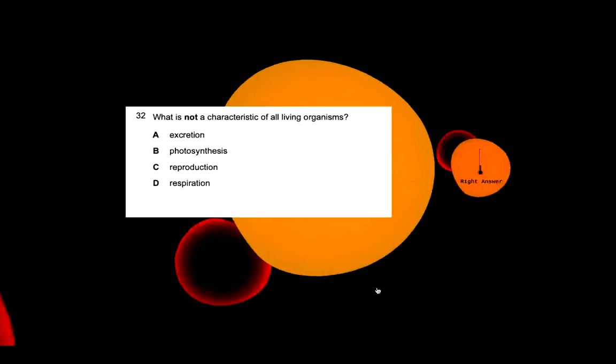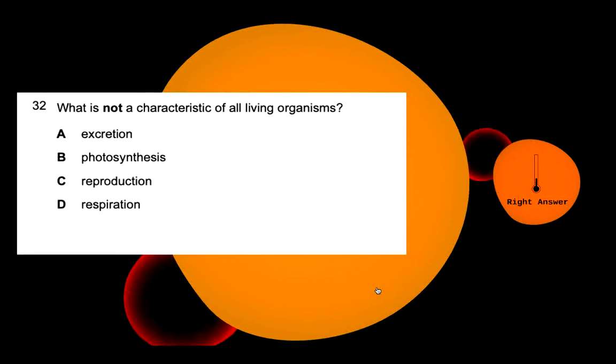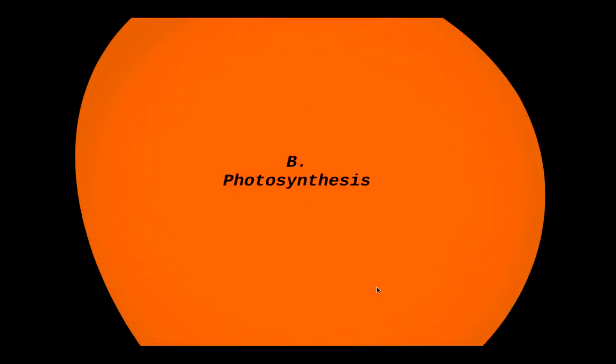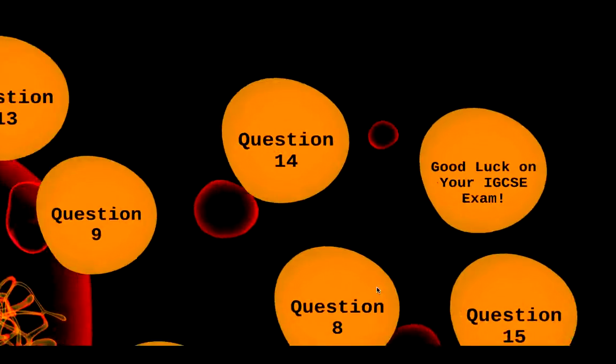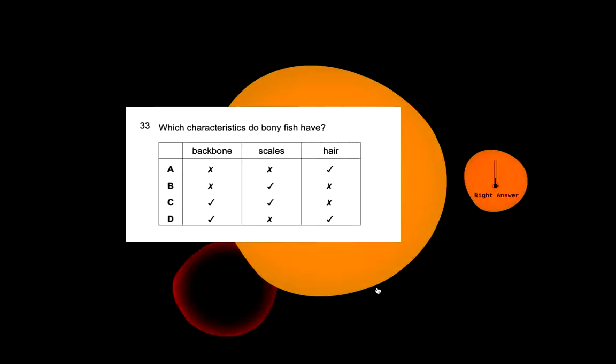Next is question 14. What is not a characteristic of all living organisms? A. Excretion. B. Photosynthesis. C. Reproduction. D. Respiration. So basically, you know the different life processes. And the only one which is excluded in these options is letter B. That's photosynthesis, because this is only true for plants and not animals. Next is question number 15.